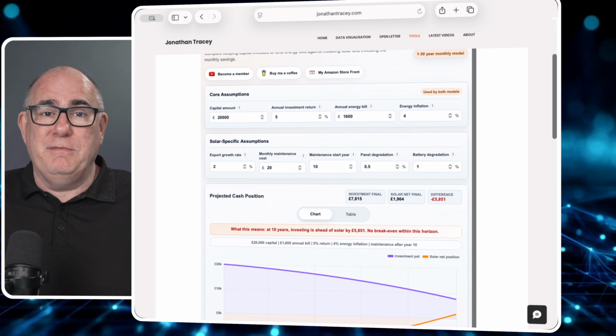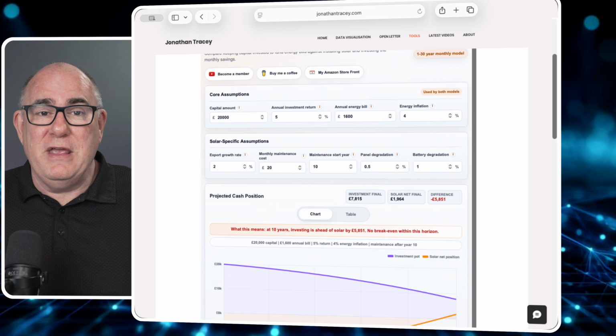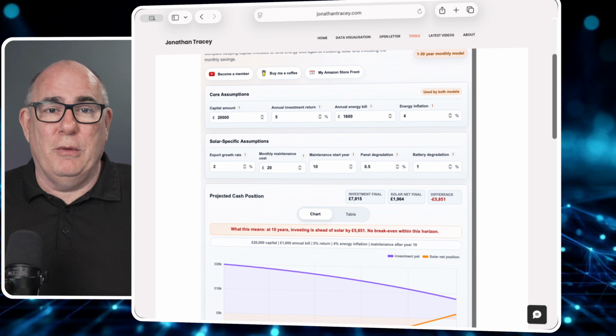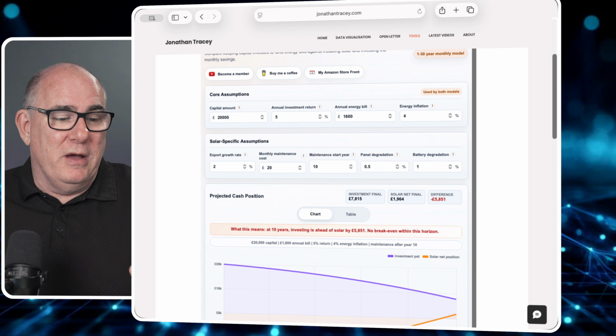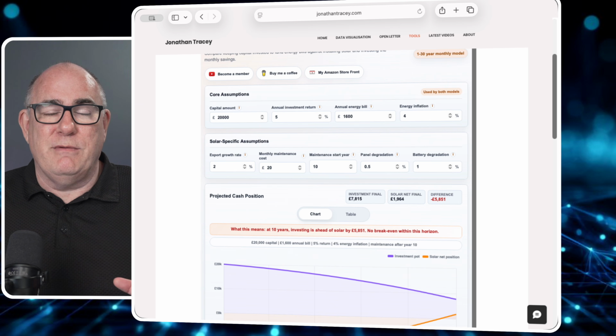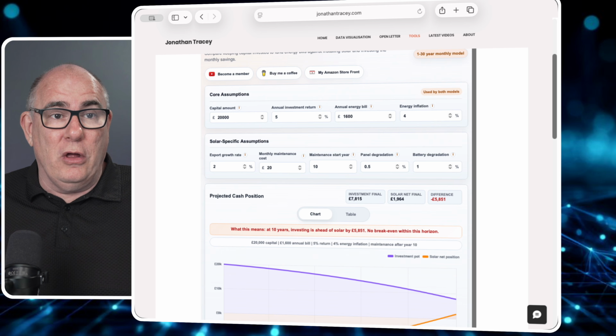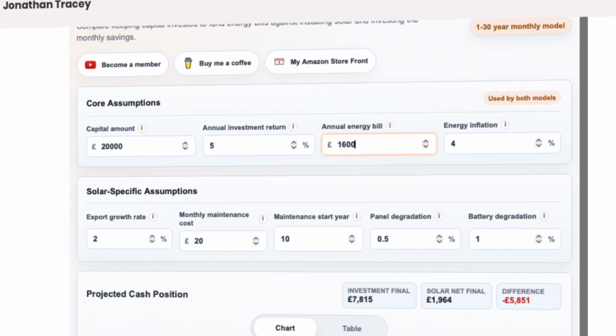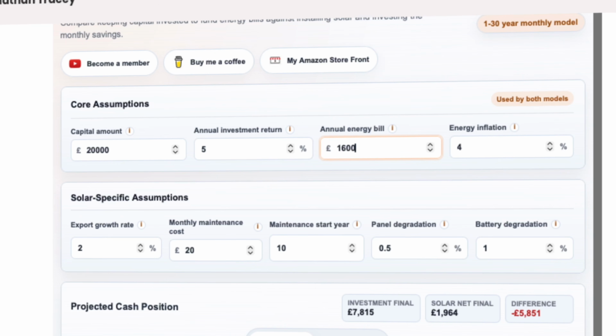I'm going to say 5% is a pretty reasonable number, and we'll come back to conservative versus optimistic outlooks in a moment. But I'm going to say an annual investment return of 5% over the long term, over about a 25 year period. Then we put in what our energy bill is that we're negating. As I said, an average house in the UK is about £1,600. So we've put that in there.